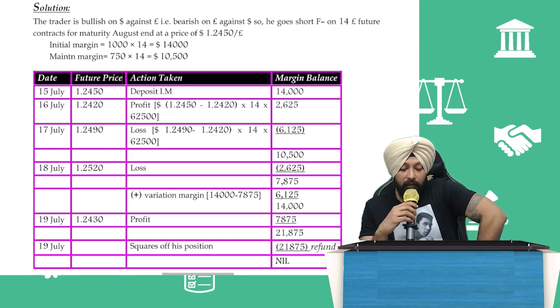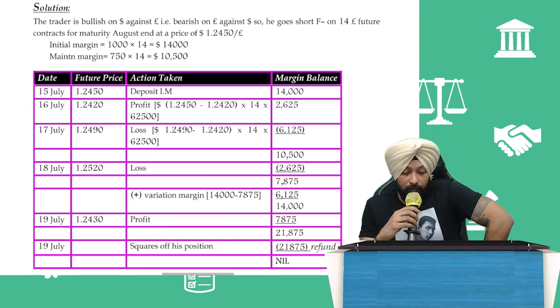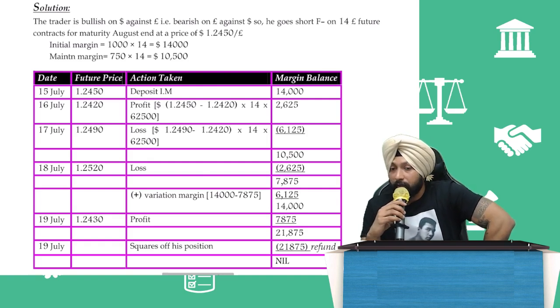So first date, future price, action taken, margin balance. On first day, you have deposited the initial margin of $14,000. Next day it becomes 1.2420. You calculate a profit which is 1.2450 minus 1.2420 into 14 into 62,500. So your margin goes up by 2625. That is the profit you have.